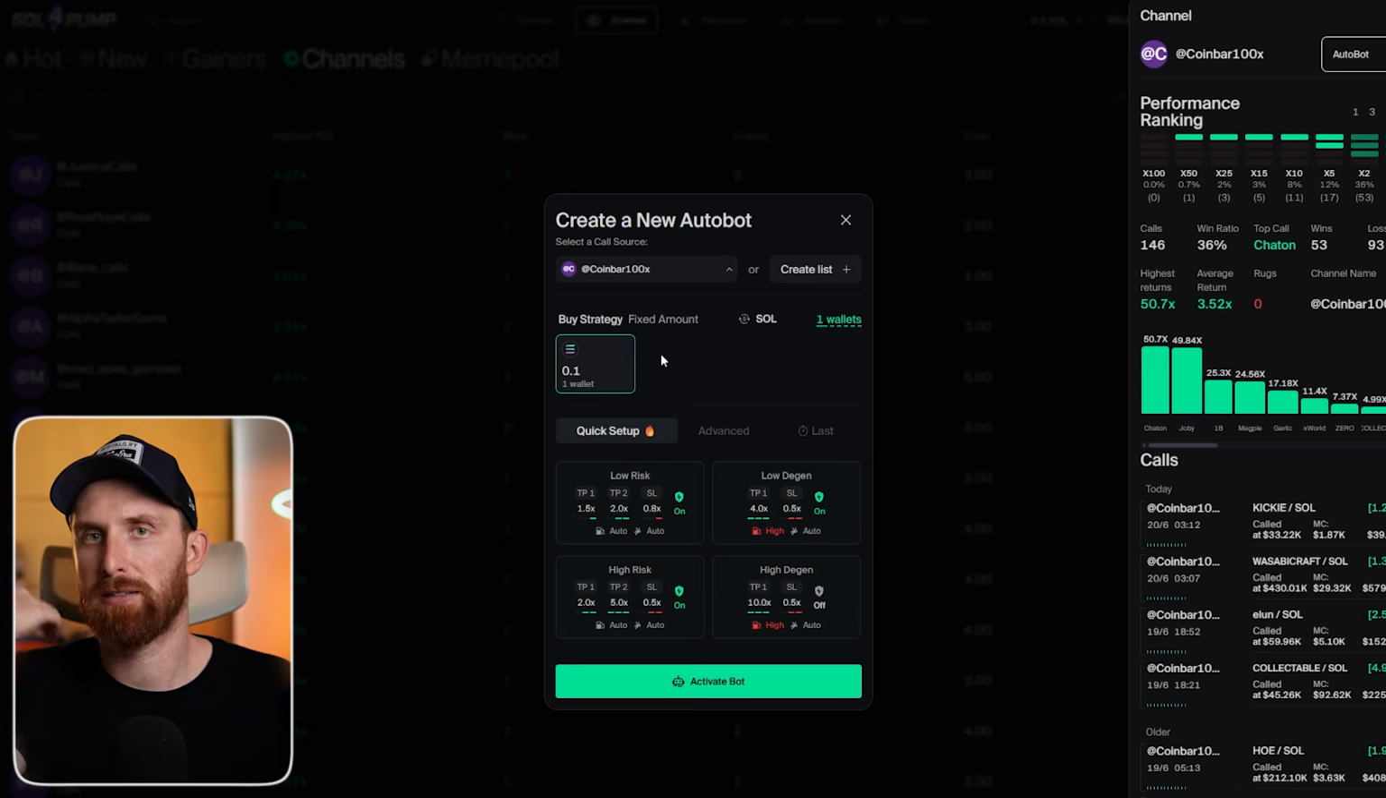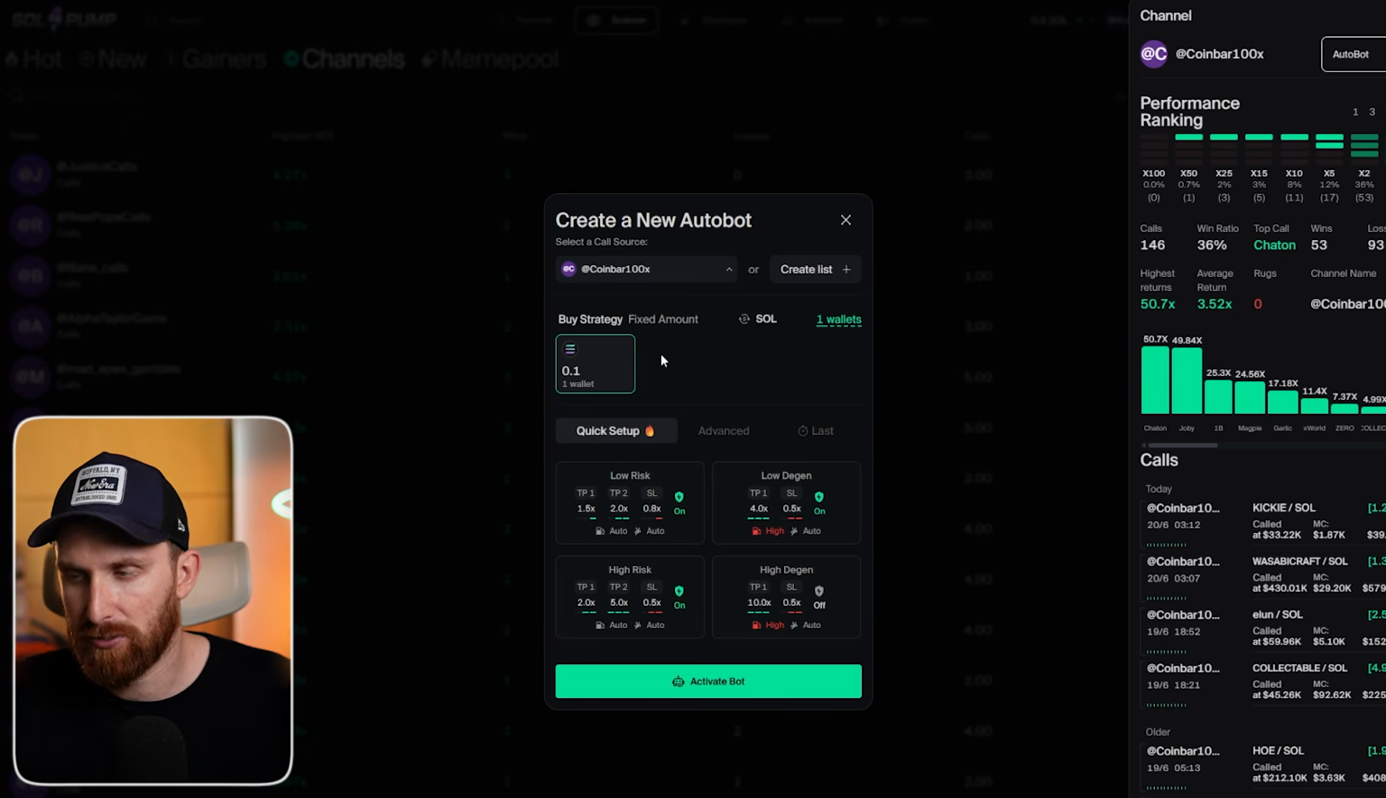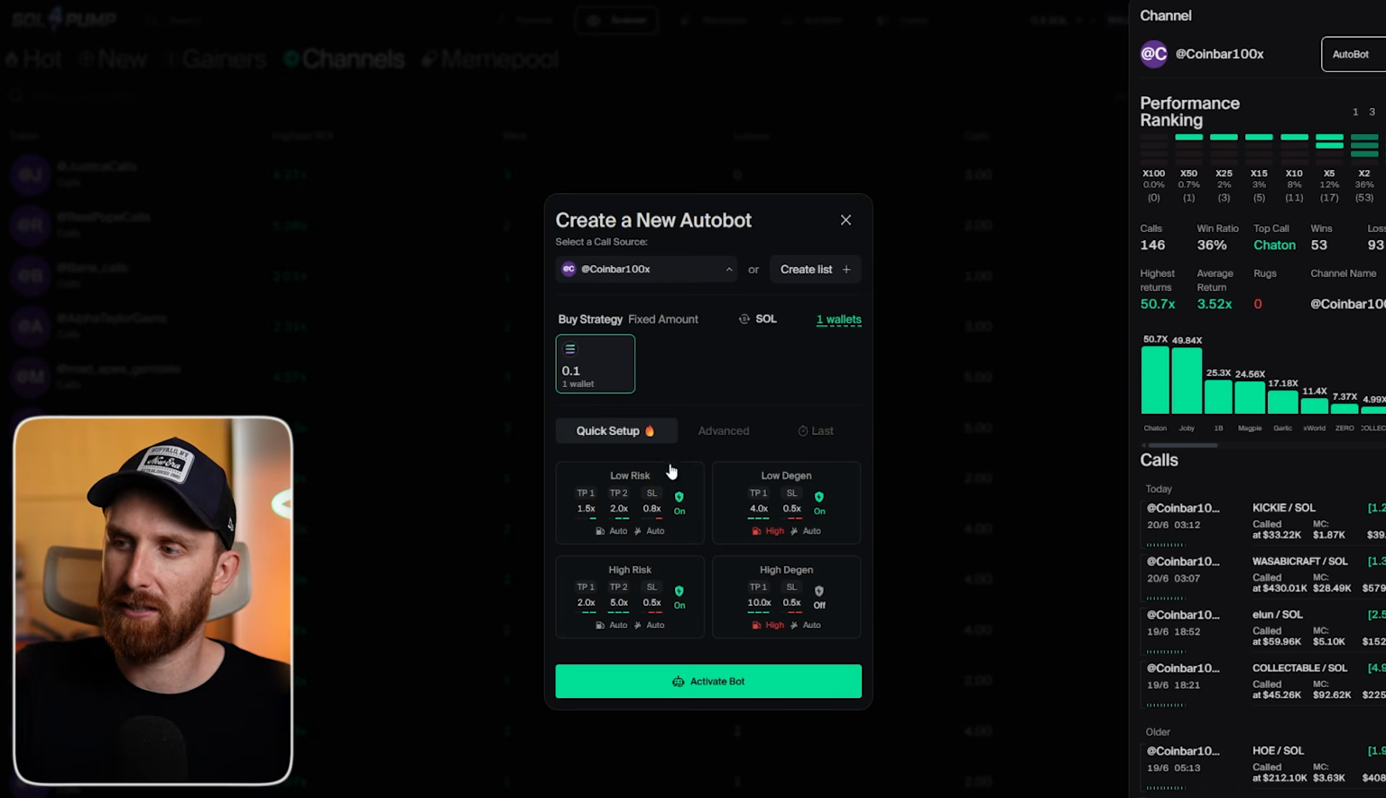And also you can select the risk level to actually sell this position. If you're going low risk, these are the settings with the take profits and stop loss. If you're going high risk, these are the take profits, which are higher. Or if you want to go total degen, you can select the degen settings.